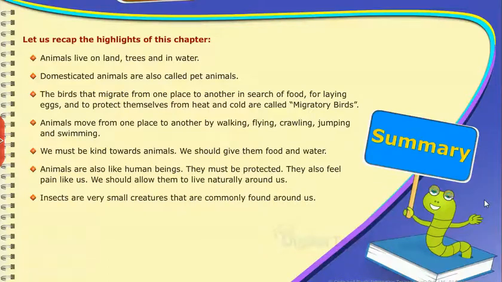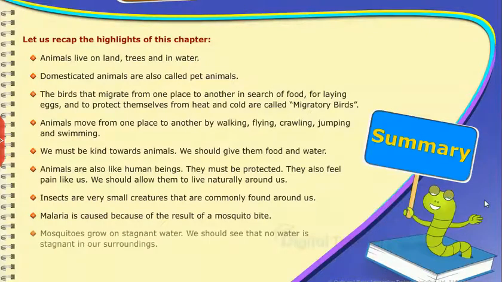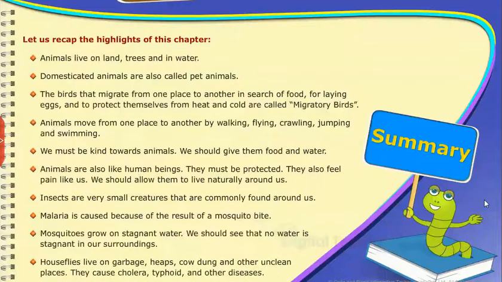Insects are very small creatures that are commonly found around us. Malaria is caused because of the result of a mosquito bite. Mosquitoes grow on stagnant water. We should see that no water is stagnant in our surroundings. Houseflies live on garbage, heaps, cow dung, and other unclean places. They cause cholera, typhoid, and other diseases.